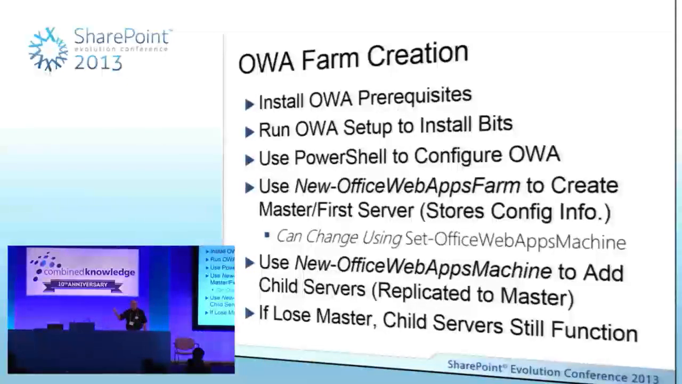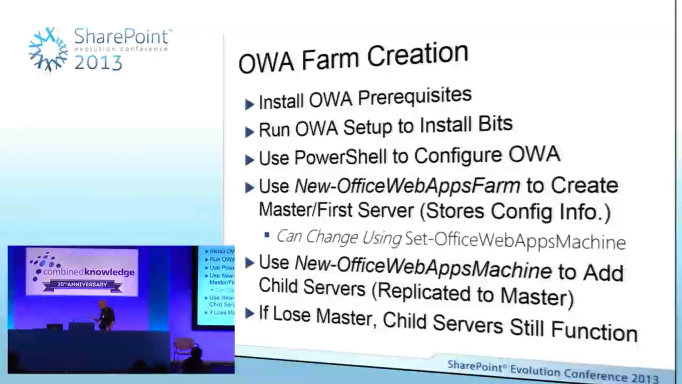So remember, I've installed the prereqs. I've run the OWA setup command. Now I'm actually creating the OWA farm so it can communicate with Exchange and SQL, or Exchange and SharePoint, for instance. So when I create that first server, my farm, it's kind of like my master server. It's going to hold the configuration information for that OWA farm.